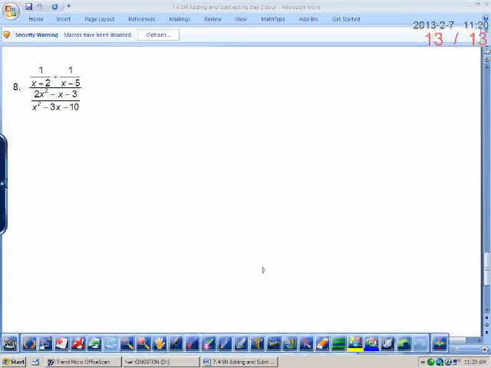Go ahead and copy down number 8, please. Where's the middle line? It's 1 over x plus 2 plus 1 over x minus 5, divided by, here's your division sign.